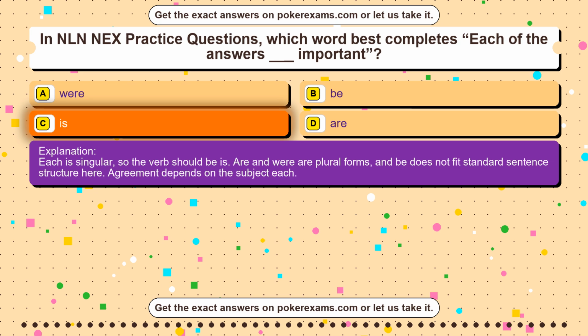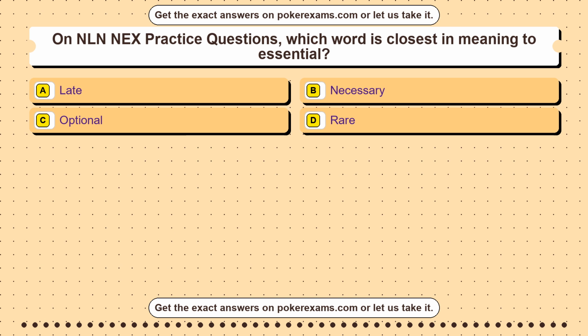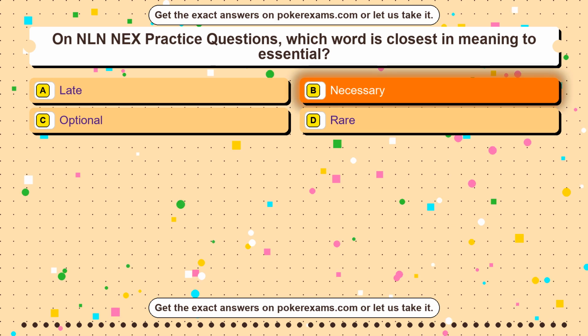Question 24. On GED physical science practice, which operation undoes multiplication by 5? Option A, multiply by 10. Option B, divide by 5. Option C, add 5. Option D, subtract 5. The correct answer is option B.